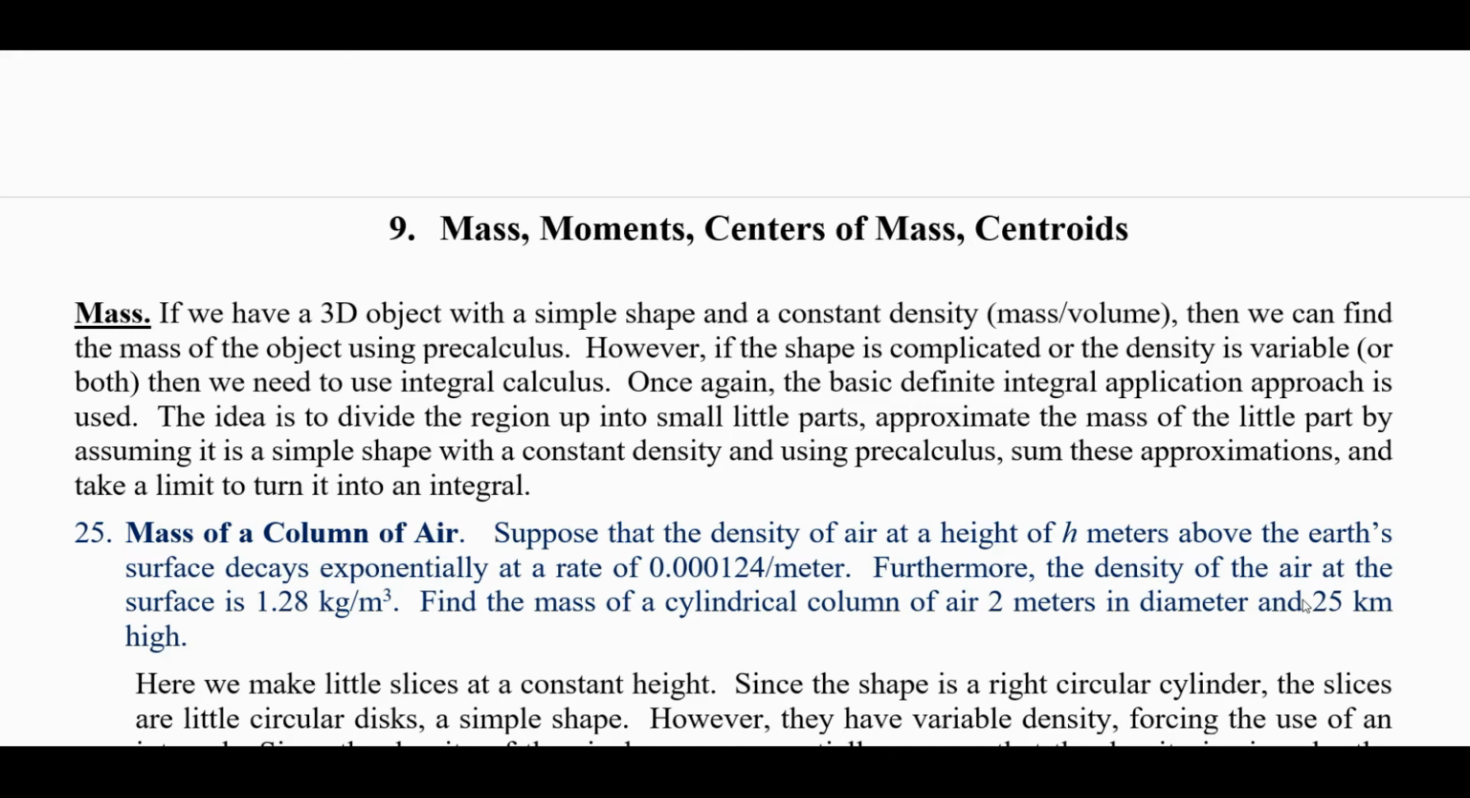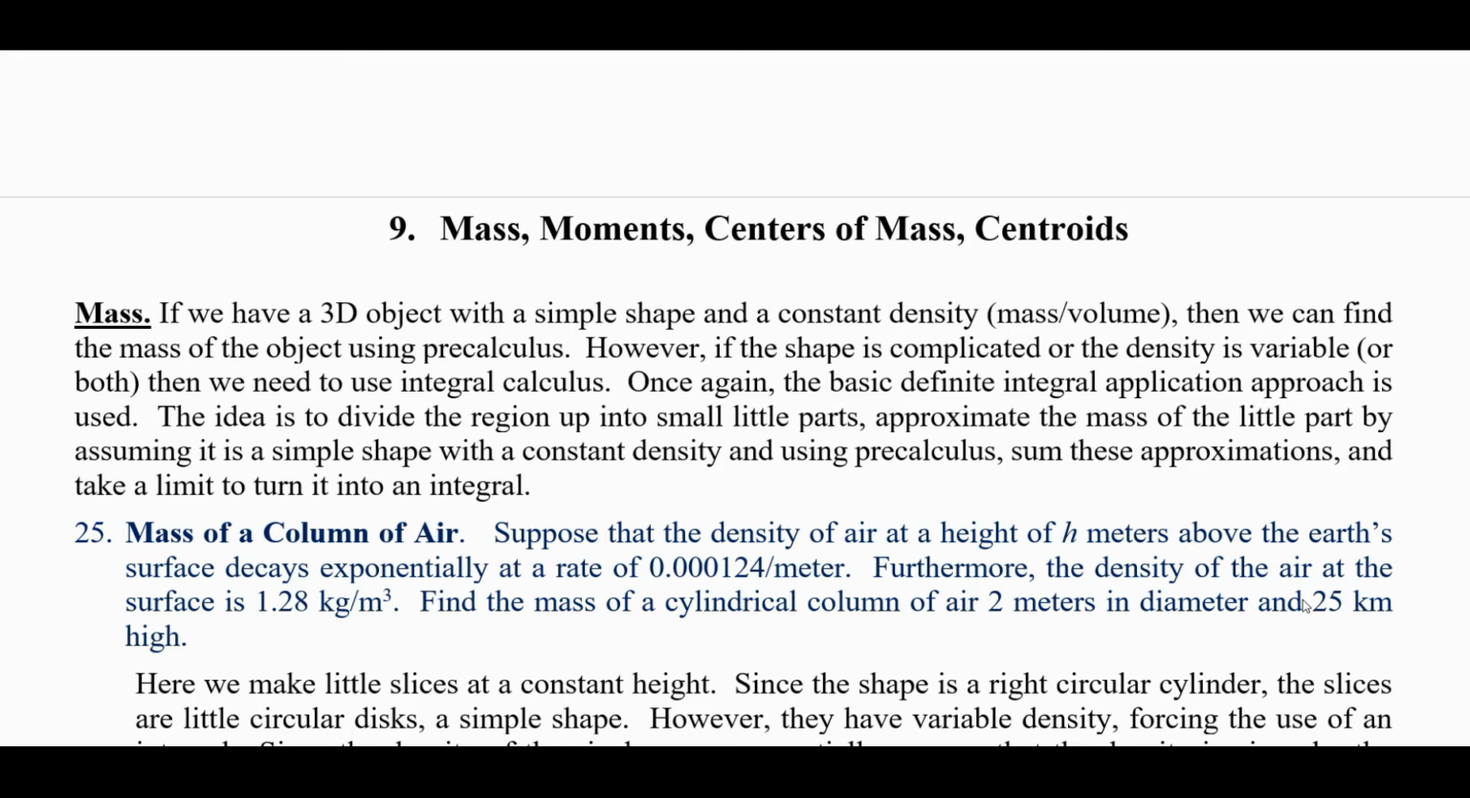Hello, in this video we're going to be talking about mass, moments, centers of mass, and centroids. So first let's talk about mass. If we have a 3D object with a simple shape and a constant density, mass per volume, then we can find the mass of the object just using precalculus. Basically just figure out the volume and multiply by that density.